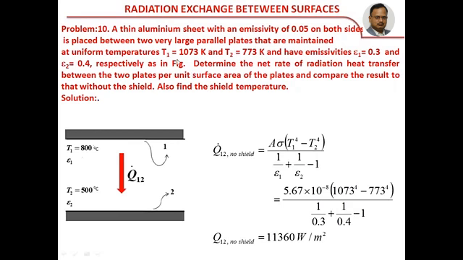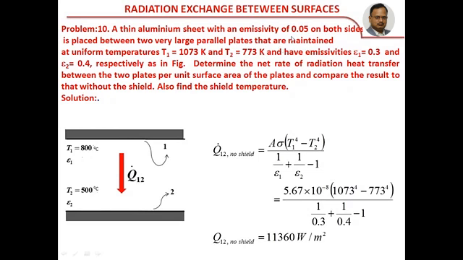A thin aluminum sheet with an emissivity of 0.05 on both sides is placed between two very large parallel plates. One is at 800 degrees centigrade, that is 1073 Kelvin. The other one is at 500 degrees centigrade, that is 773 Kelvin. They have emissivities epsilon 1 and epsilon 2 of 0.3 and 0.4.